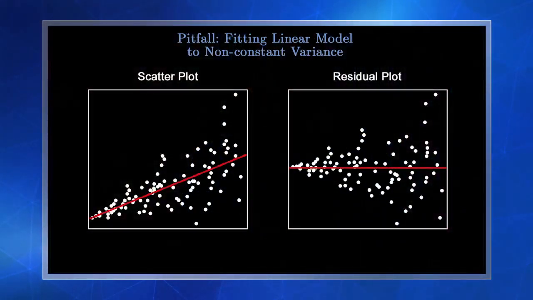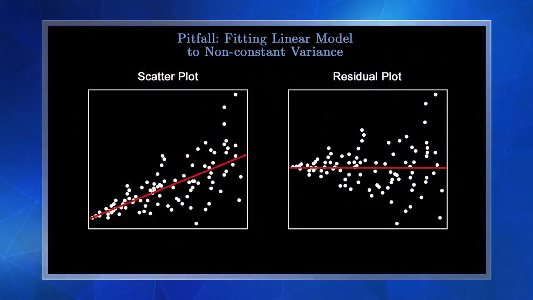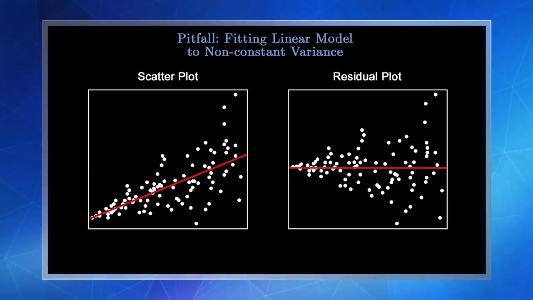Second pitfall, fitting a linear model to data with a non-constant variance. All right, notice here, the variance of y is increasing as x increases. So this variance isn't staying the same. It's still heteroscedastic, our new word for this lecture.